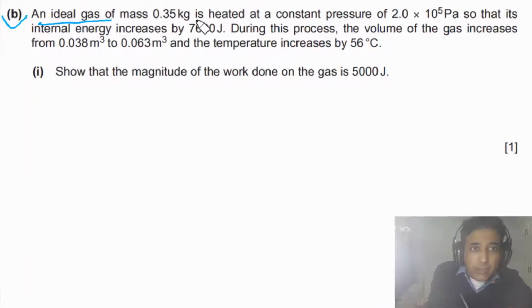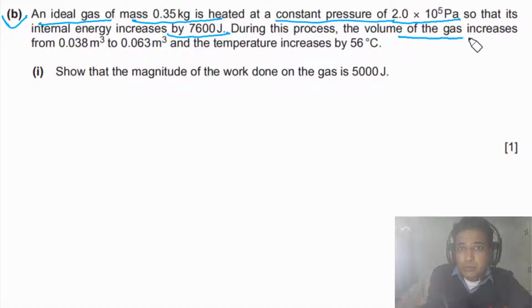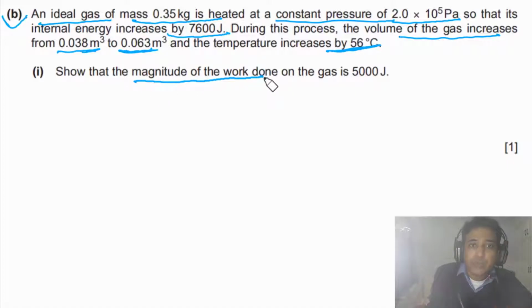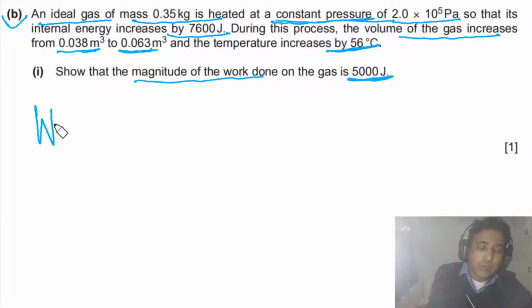Part B says an ideal gas of mass 0.35 kg is heated at a constant pressure of 2.0 times 10 to the 5 pascals, so that its internal energy increases by 7,600 joules. During this process, the volume of the gas increases from 0.038 cubic meters to 0.063 cubic meters, and temperature increases by 56 degrees Celsius. Show that the magnitude of the work done on the gas is 5,000 joules. For this question, the first thing we need to understand is that pressure is constant during this process. So simply we can use W equals P times delta V.